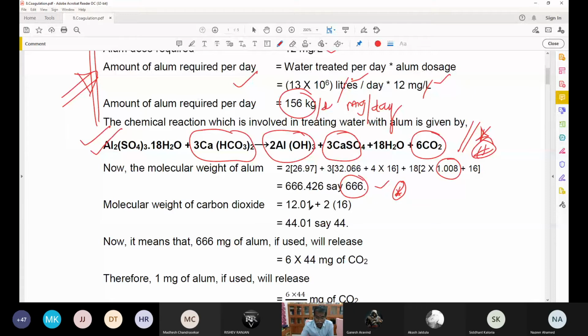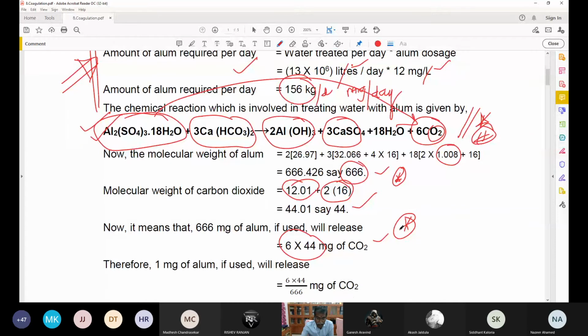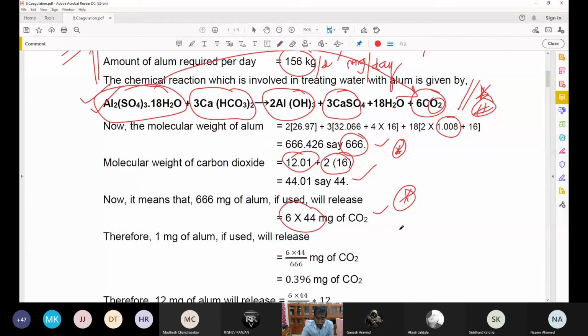Okay. Now molecular weight of carbon dioxide. Carbon dioxide is CO2. That is carbon is 12.01, and 2 times oxygen, 2 into 16. That is 44. Molecular weight of carbon dioxide is 44. Okay. Now you look into the equation. If I use 666 milligram of alum, it will produce 6 into 44 milligram of carbon dioxide. Is it okay? Yes, sir. So 666 milligram of alum, if used, will release 6 into 44 milligram of carbon dioxide.